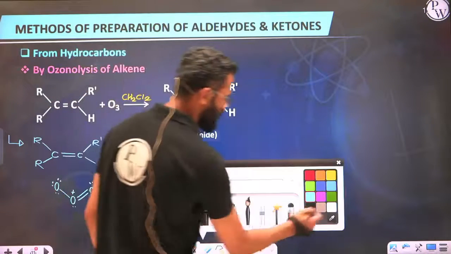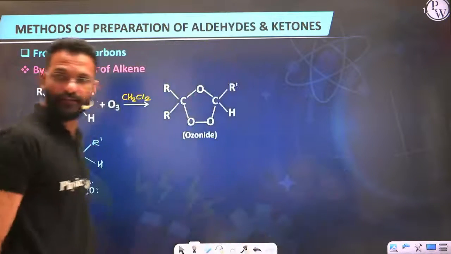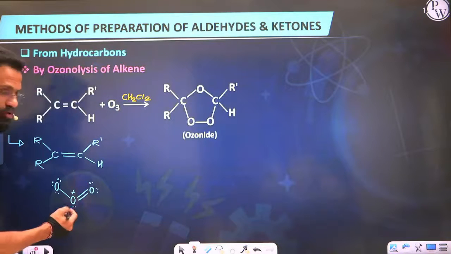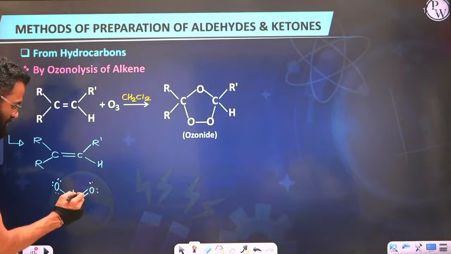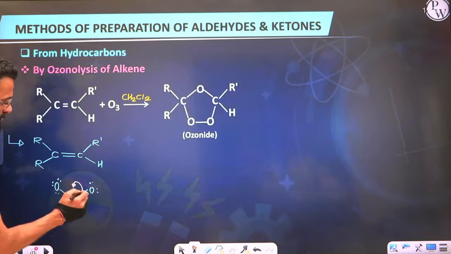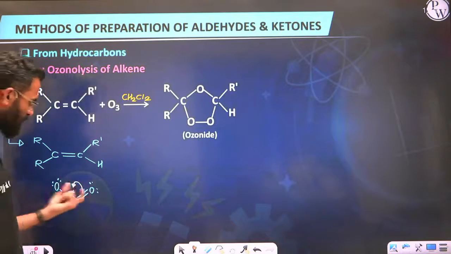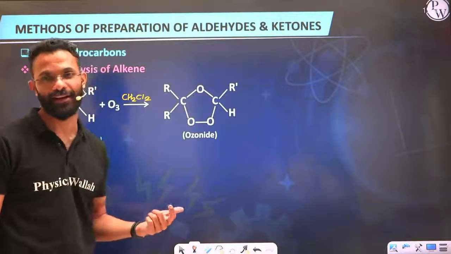Okay guys, now look here. The central oxygen of ozone is carrying a positive charge. To neutralize that positive charge and bring back the divalency of oxygen, let's say this pi bond breaks here. As a result, this oxygen is going to become deficient, meaning this oxygen will now behave like an electrophile.